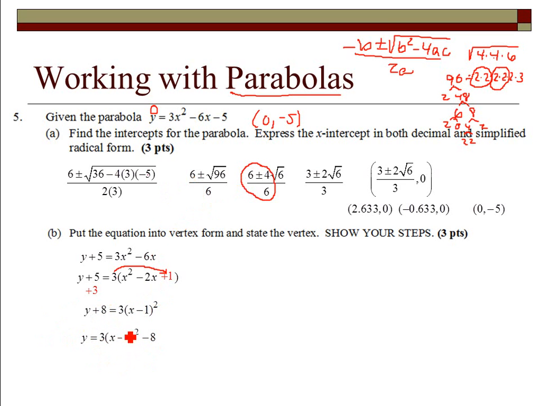My vertex is the opposite of what's in the parentheses. So it's (1, -8).